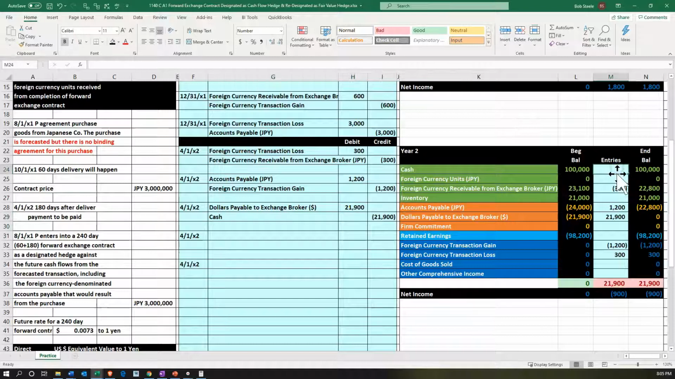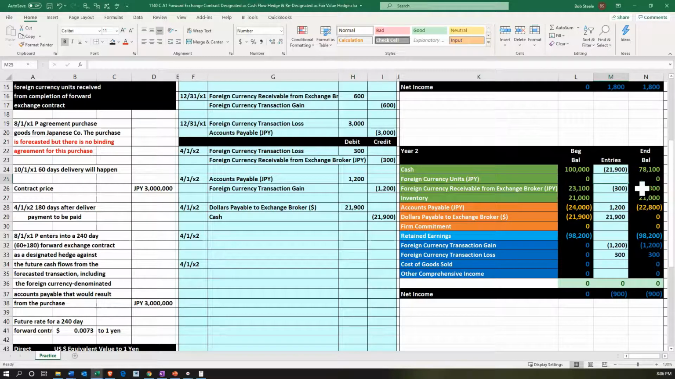We're going to put that in the cash here, crediting the cash by the 21.9, reducing it. So we are back then in balance. So now we're going to say that the other side of the forward exchange contract, we're going to get the actual currency in foreign currency.